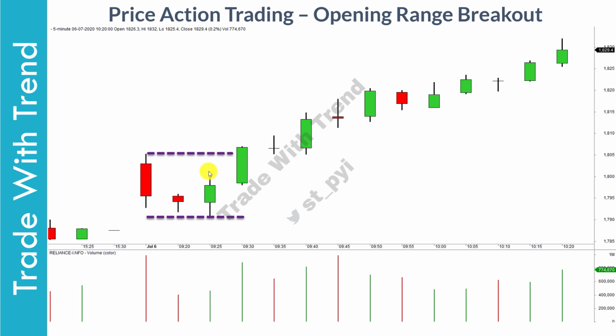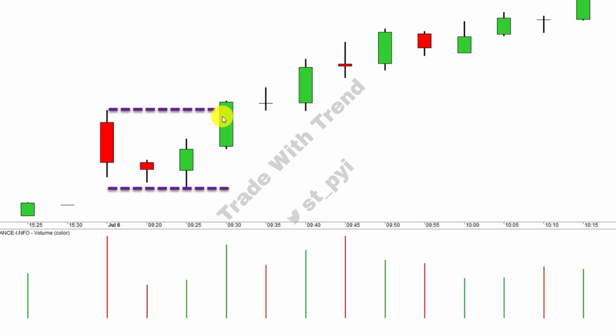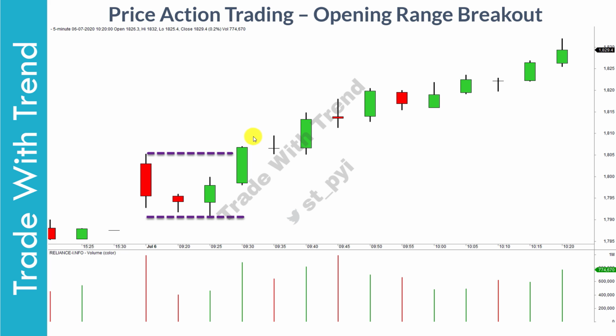Now at times in opening range breakout, first you will see the breakout happening in one direction. Price will not be able to sustain that and will simply head in the opposite direction. Now for example, let's assume that a breakout has happened in this case on the upside. Eventually what you will see is that price will not be able to move higher and will simply roll down and start moving lower. So this is called a false breakout.